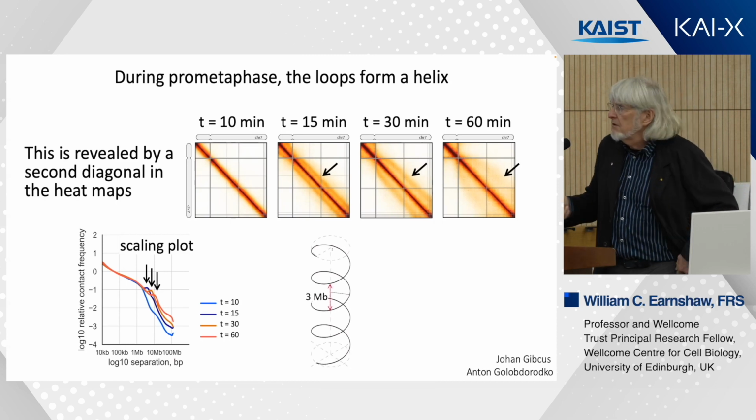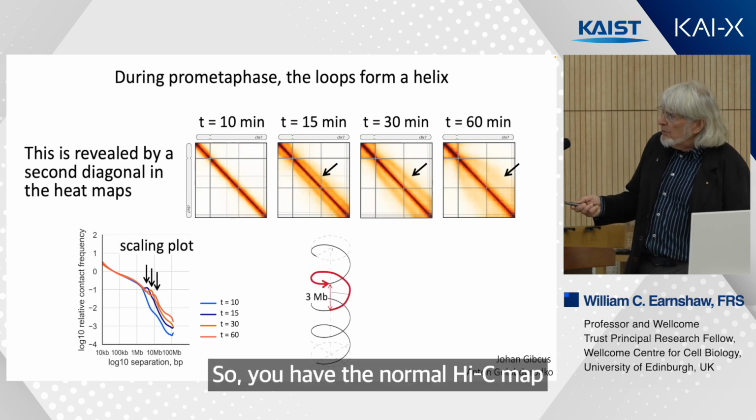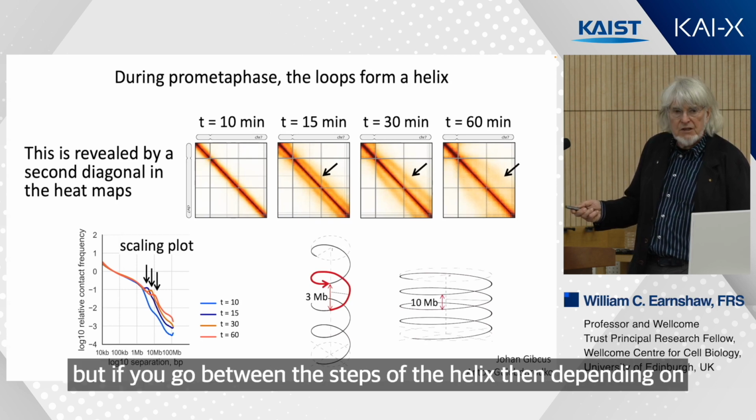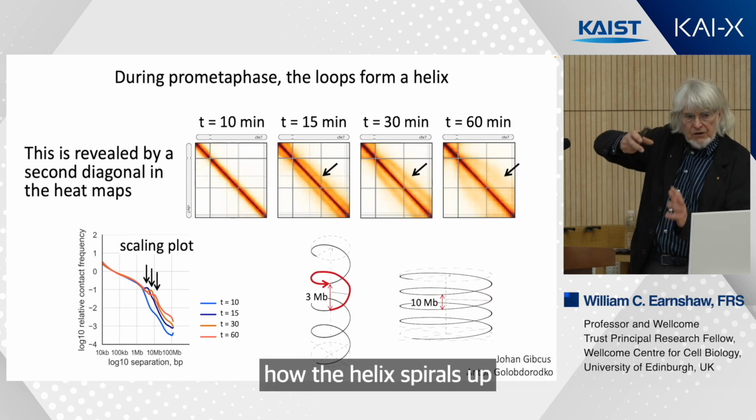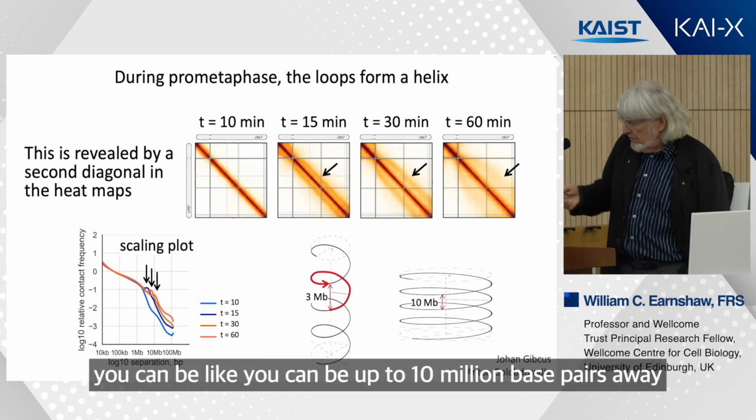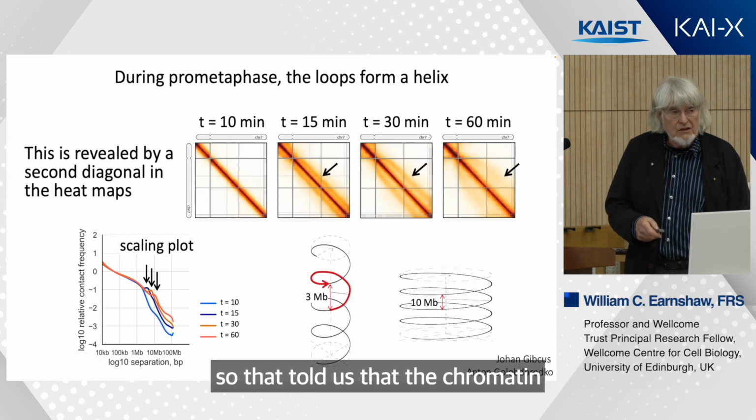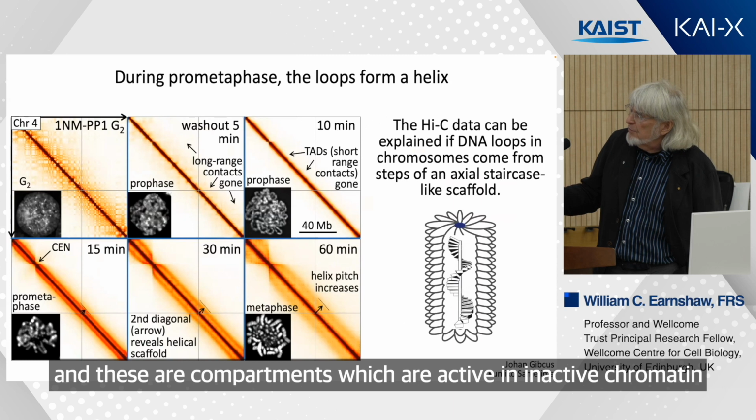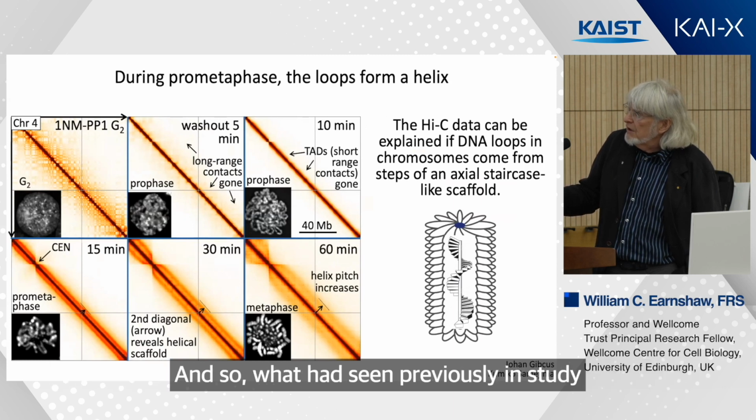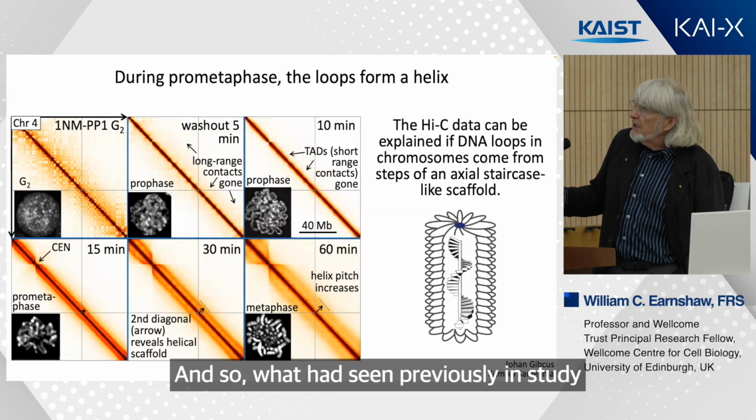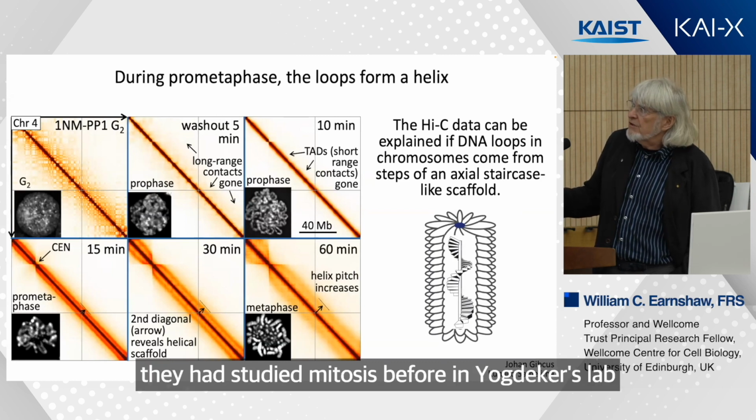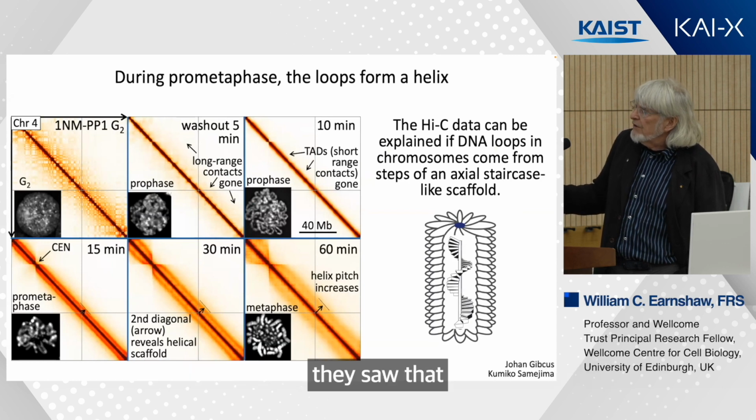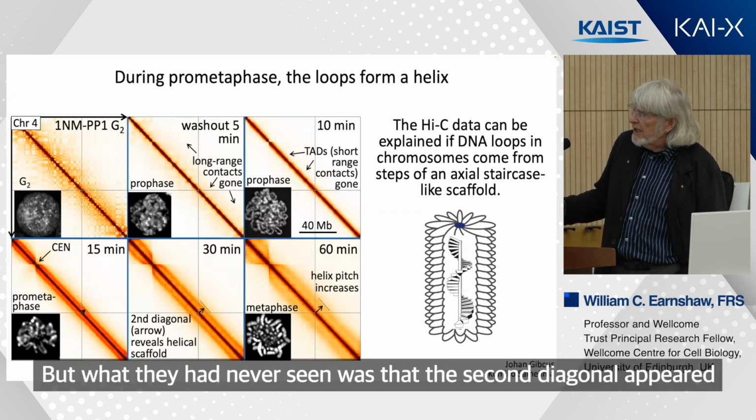It's a helix. So you have the normal Hi-C map, which is things that are close to each other. But if you go between the steps of the helix, then depending on how the helix spirals up, you can be up to 10 million base pairs away. So that told us that the chromatin, if you've heard of TADs, they're hidden in this line, and these are compartments which are active and inactive chromatin. What they had seen previously, they had studied mitosis before in Job Dekker's lab. They saw that the interphase structure goes away. But what they had never seen was that the second diagonal appeared.